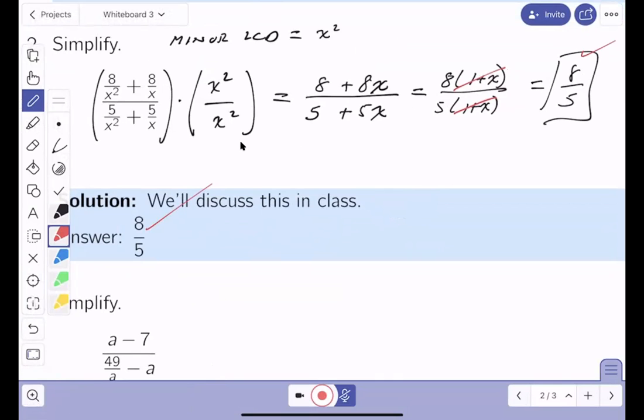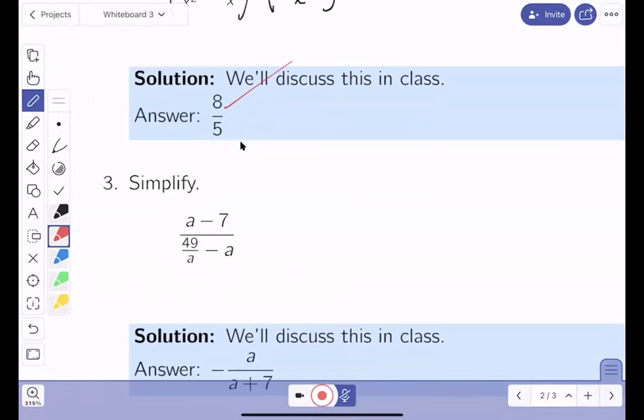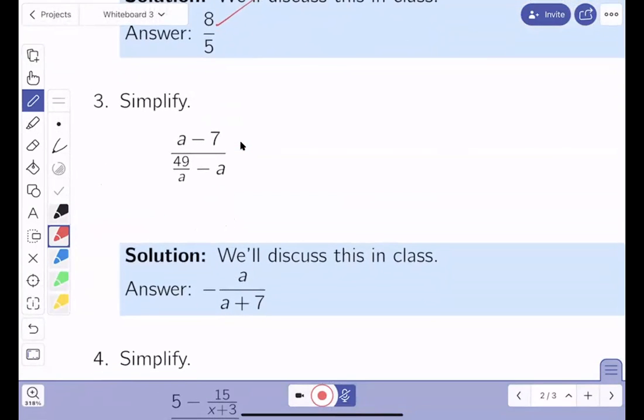And I'm going to number 3. All right. So again, the thing about here is that we're looking at a major fraction bar. There's only one minor fraction, and it's got a denominator of a. So the minor LCD, whoops, let's go back to black ink, is a.